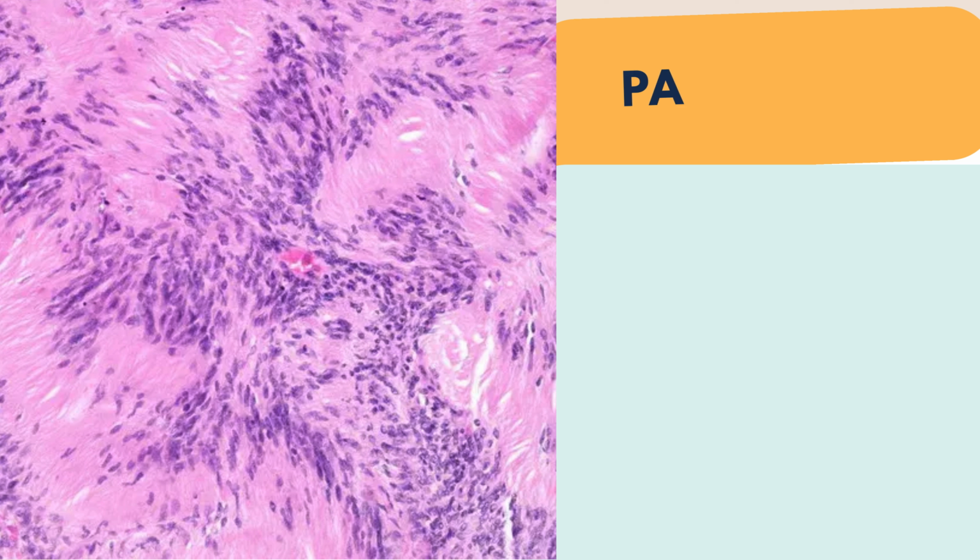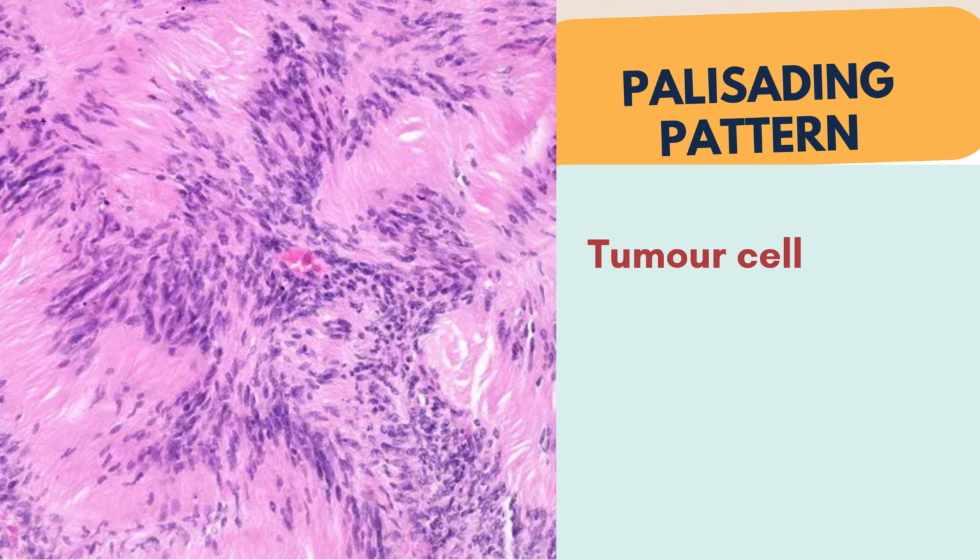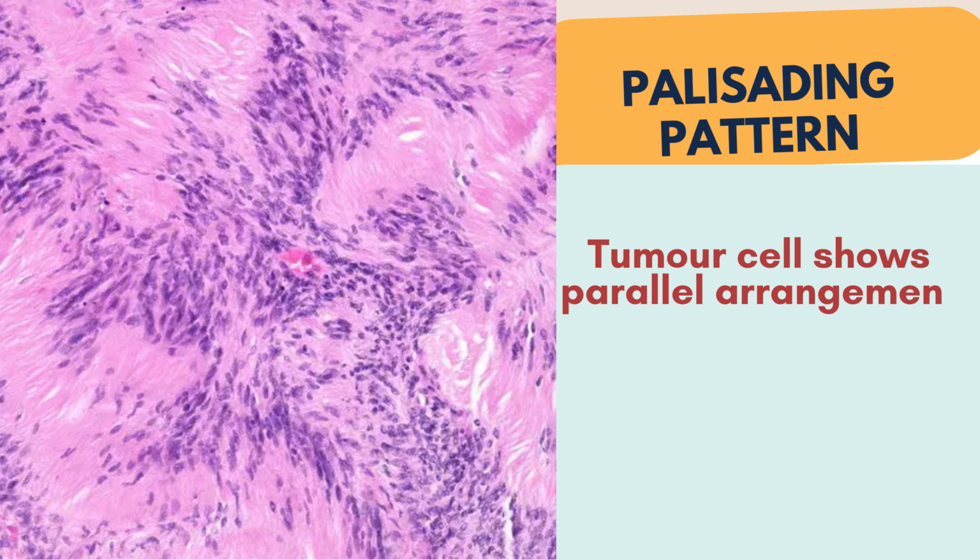Last one is the palisading arrangement, where tumor cells show parallel alignment of nuclei. Example of one such pattern tumor is schwannoma.